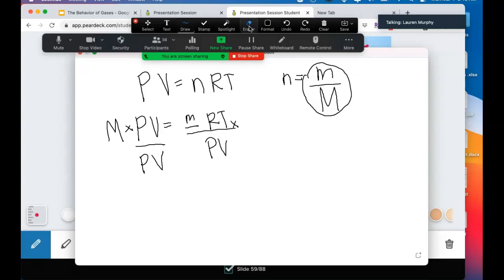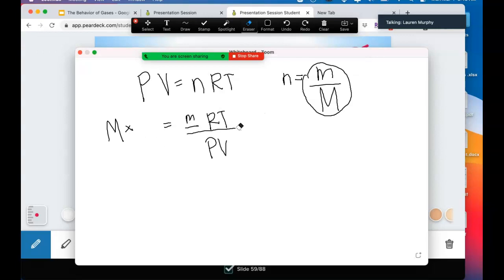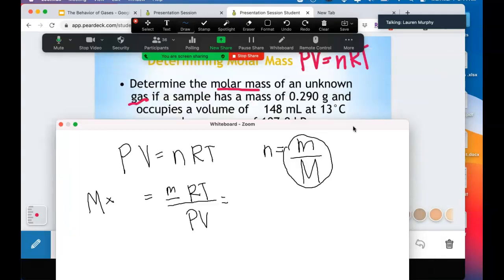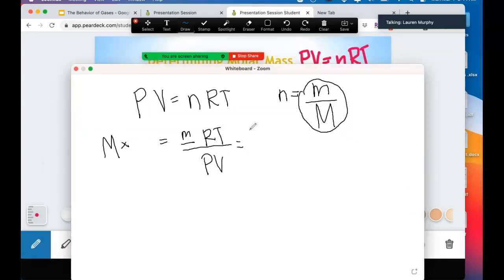All right? And this gives me molar mass by itself. So now this is just plug and chug. You have mass. You can go look up the gas law constant R. You have temperature, you have pressure, you have volume. You just need to plug everything in. So let's do it. So the mass from the problem was 0.290 grams.